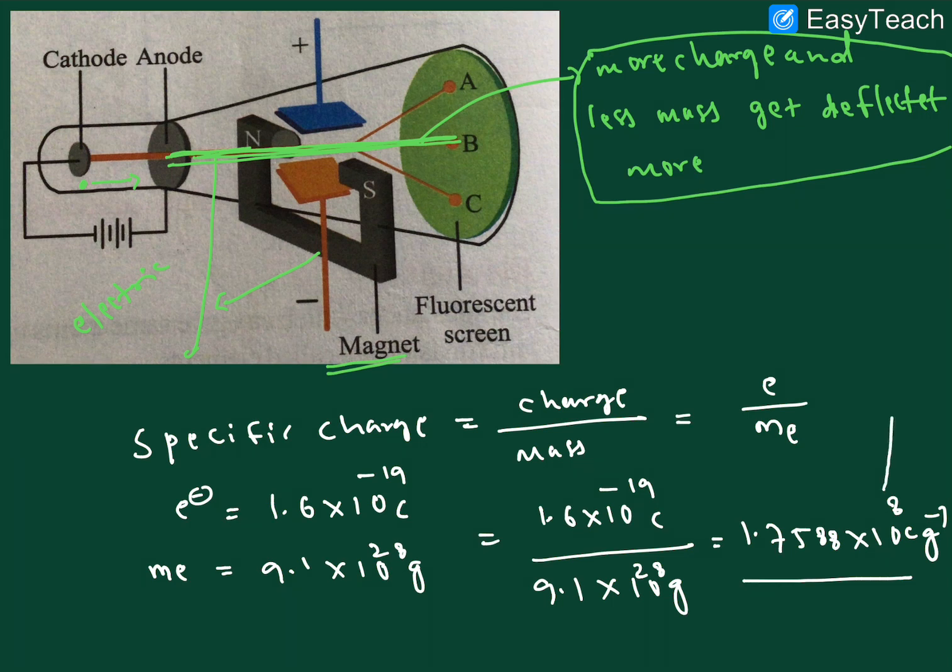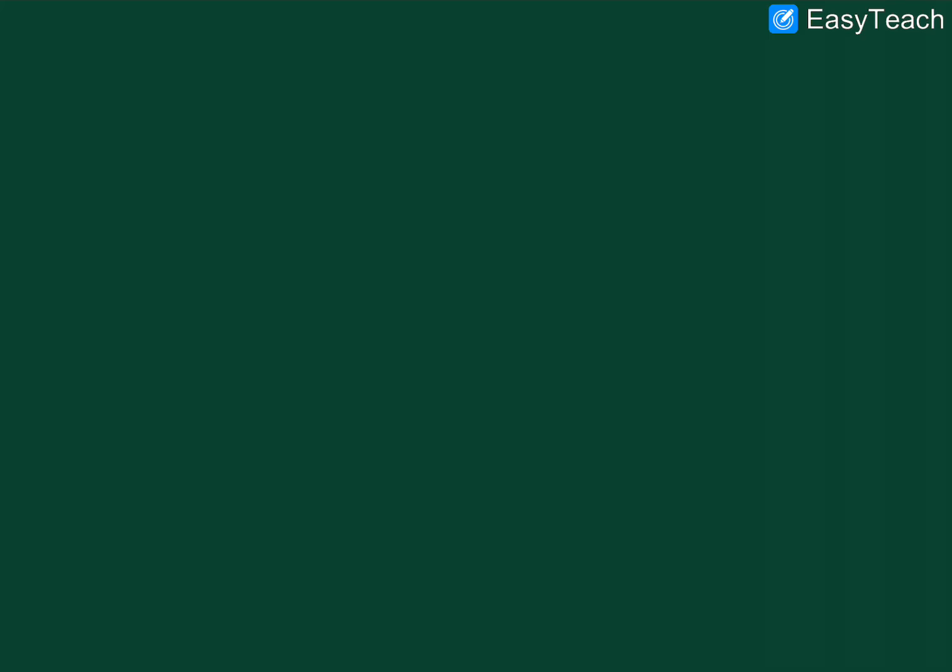I hope it is clear, right? So this is in grams. If we want kg, we multiply by 1000, since 1 kg equals 1000 grams. So what is the value here? It is 1.7588 into 10 to the power of 11 coulombs per kg. The charge is the same, coulombs, and kg inverse. This is the value in kg. I hope this is clear.